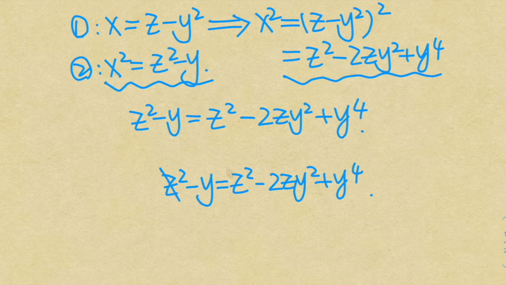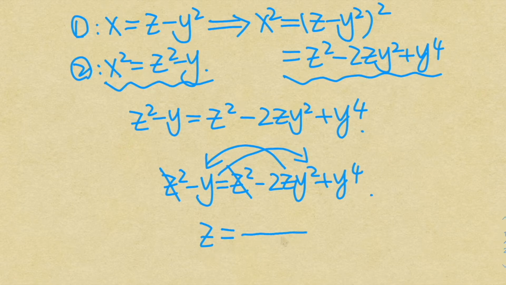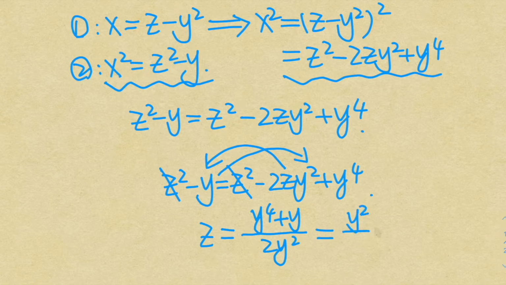So z squared can be cancelled. If it's not easy to figure out z, we can try to move this term to the left and this term to the right. So z equals, the denominator is 2 times y squared, and the numerator is going to be y to the 4th plus y. So finally, z equals y squared over 2 plus 1 over 2y. Okay, that's the solution of z in terms of y.